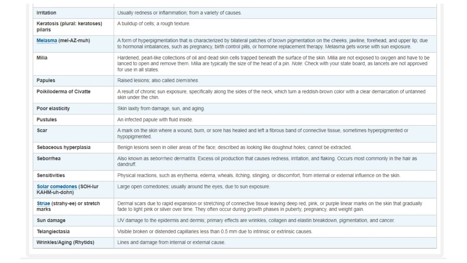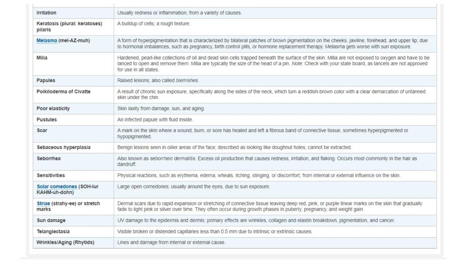Striae, or stretch marks: dermal scars due to rapid expansion or stretching of connective tissue, leaving deep red, pink, or purple linear marks on the skin that gradually fade to light pink or silver over time. They often occur during growth phases in puberty, pregnancy, and weight gain.